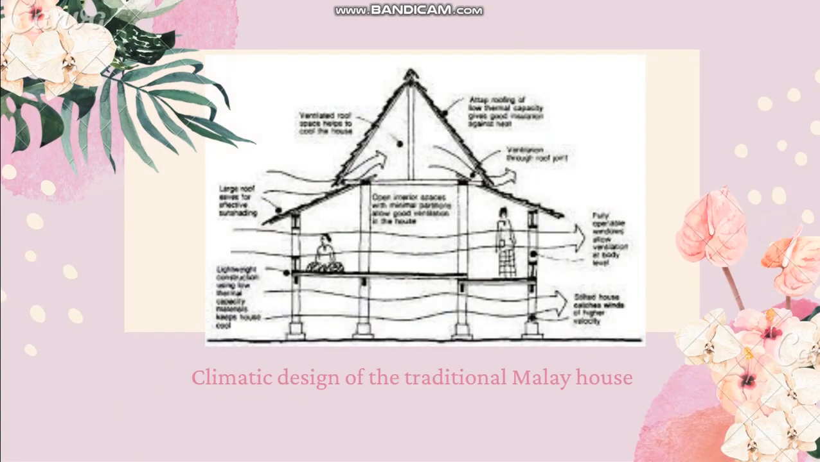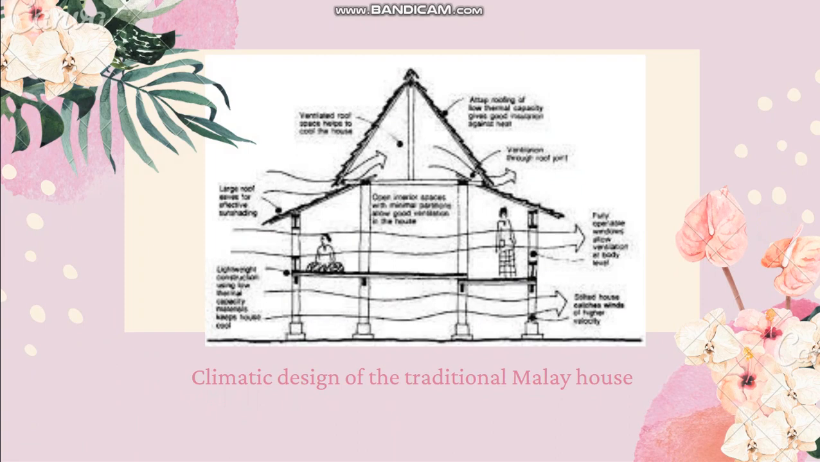Alright, next. So this is the climatic design of the traditional Malay house. This is the best picture that I can get from the internet, and it is still blurry. So basically, this is how people built traditional Malay house to be livable in the climate of Malaysia. So it is hot and sunny in Malaysia.